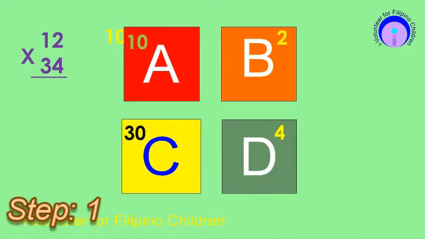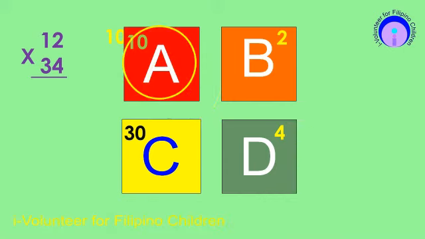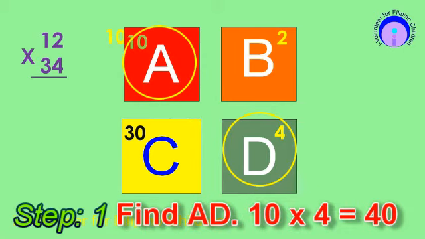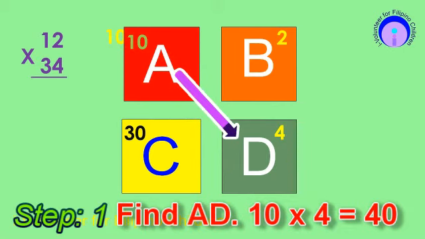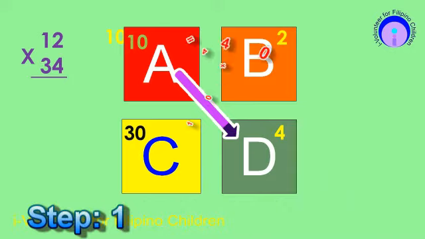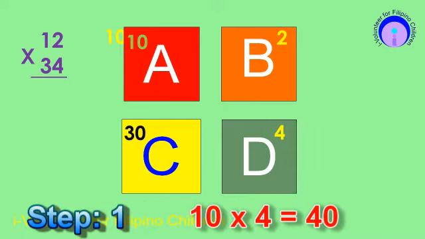Step number 1, find A and D. 10 times 4 is equal to 40. Be sure not to forget this number because this will be needed in the next step.